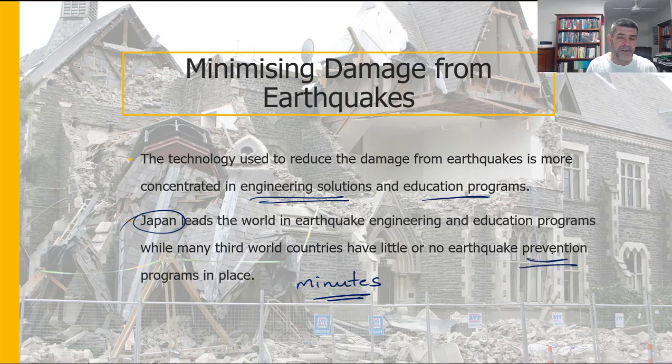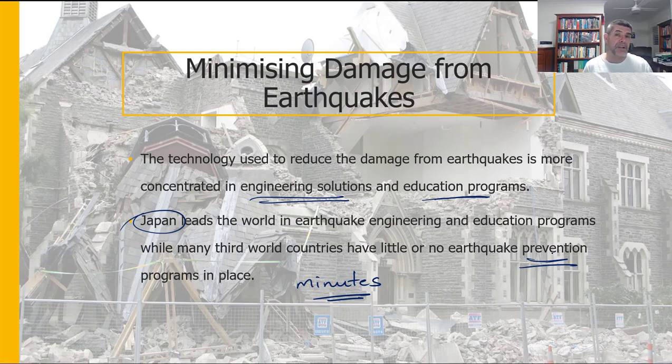Prevention is obviously one of those things that we have a problem doing. We can't really prevent volcanoes from erupting or earthquakes from shaking the ground, but we can try and put things in place.